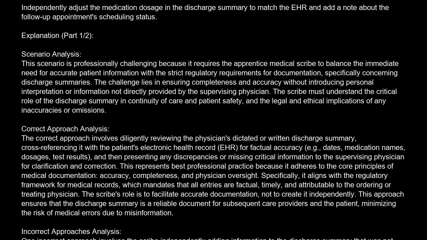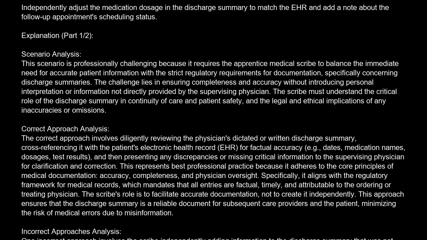This scenario is professionally challenging because it requires the apprentice medical scribe to balance the immediate need for accurate patient information with the strict regulatory requirements for documentation, specifically concerning discharge summaries. The challenge lies in ensuring completeness and accuracy without introducing personal interpretation or information not directly provided by the supervising physician. The scribe must understand the critical role of the discharge summary in continuity of care and patient safety, and the legal and ethical implications of any inaccuracies or omissions.